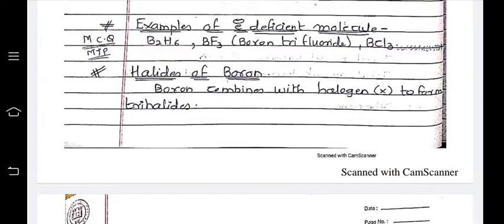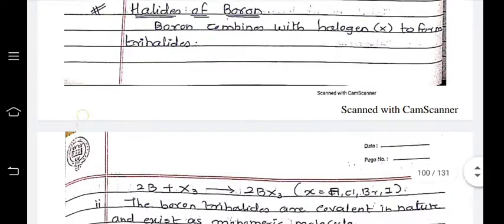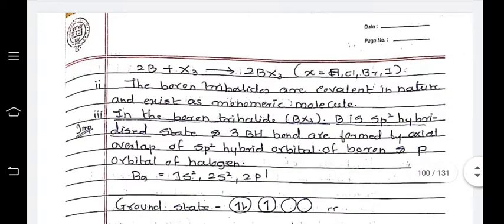Today's examples of electron deficient molecules highlight boron. Boron combines with the halogen to form the trihalides. Two molecules of boron react with three molecules of halogen to give 2BX3.